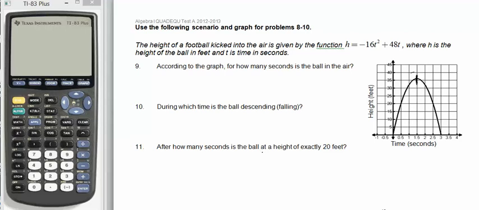So after how many seconds is the ball at a height of exactly 20 feet? Now remember, 20 feet is there at 0.5, but it's also there at 2.5. So it would be at 0.5 and 2.5.